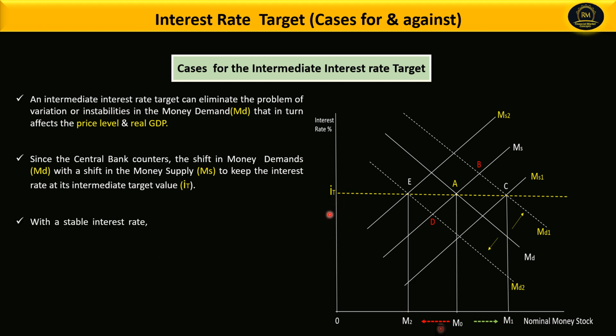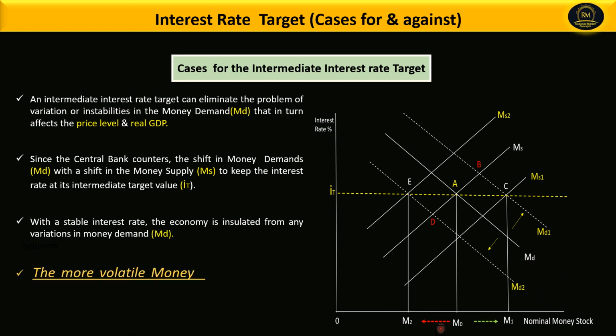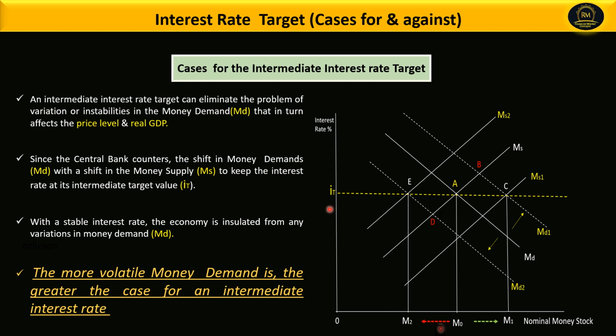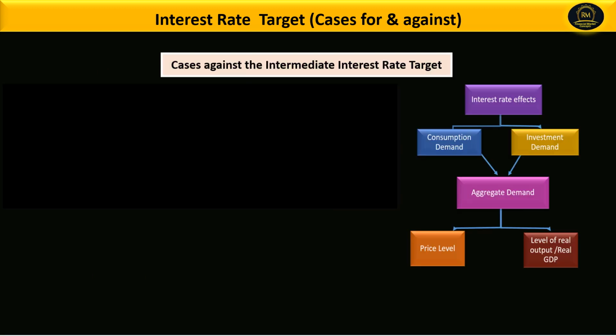Thus, with the stable interest rate, the economy is insulated from the variation in the money demand. So we can conclude that the more volatile the money demand is, the greater the case for intermediate interest rate target. Let us see the case against the intermediate interest rate target.